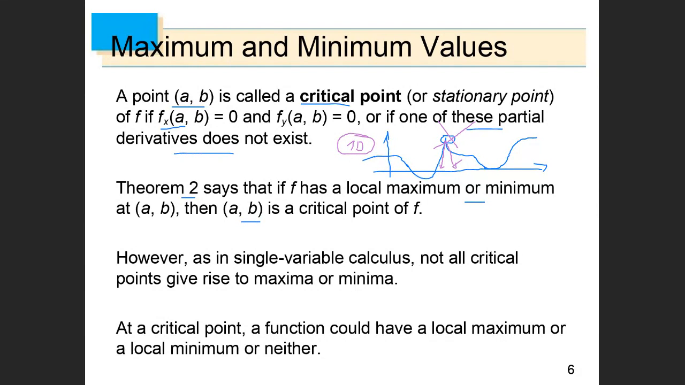The last point here I'd like to mention on this slide is that at the critical point, the function could have either a local maximum or a local minimum or neither. What do you mean by neither? Do you remember anything from calculus where a function has a first partial derivative equal to 0 and the point is not a maximum or minimum? How do we call them in calculus 1?